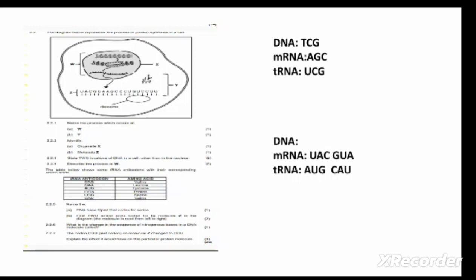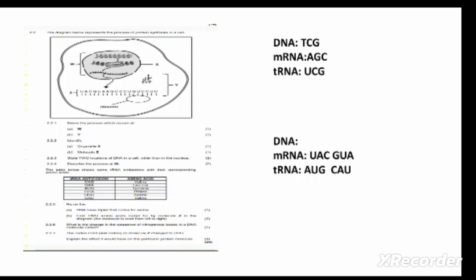The double helix unwinds and unzips to form two separate strands. One strand is used as a template to form mRNA, using free nucleotides from the nucleoplasm. The mRNA is complementary to the DNA. mRNA now has the coded message for protein synthesis. Let's look at the next question.